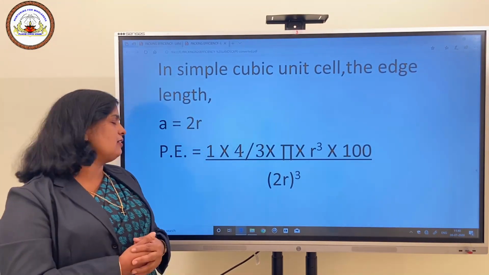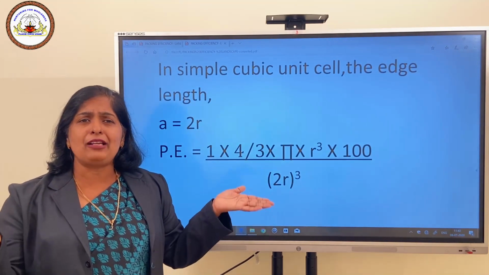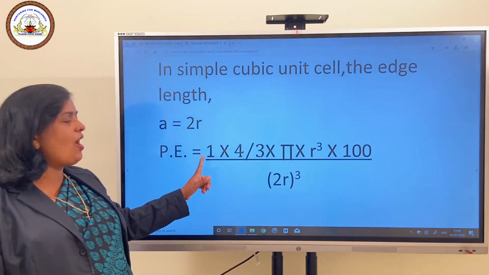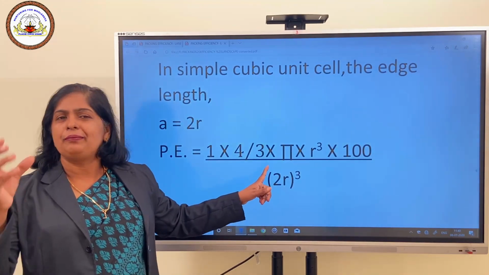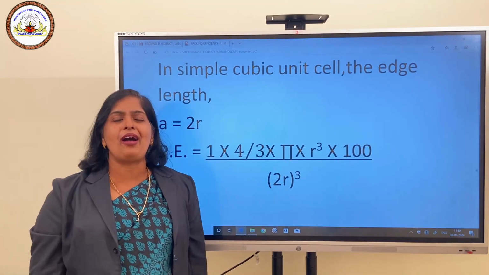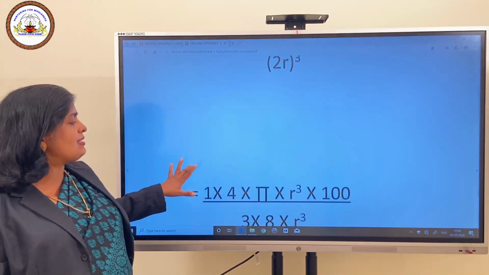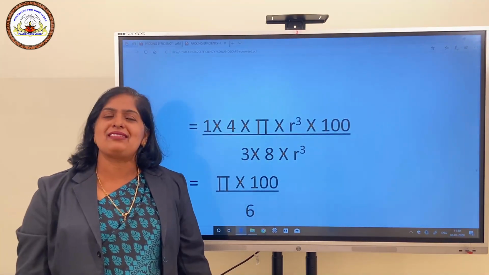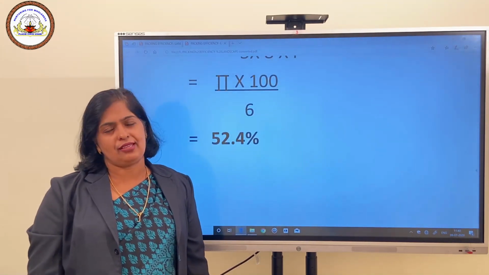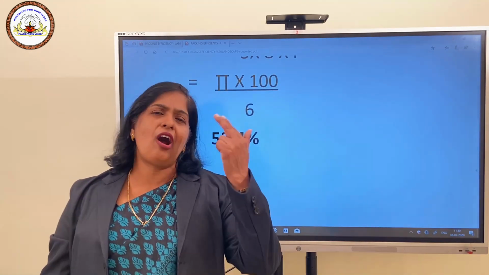Now apply the expression for packing efficiency, which is equal to number of atoms in simple cubic unit cell. Number of atoms is only 1 by 8 into 8, which is 1. 1 into volume of the atom, which is spherical in shape, 4 by 3 pi r cube, into 100 by a cube. We know a is equal to 2r, so (2r) cube. On substituting, we will get pi by 6 into 100, which is none other than 52.4%.